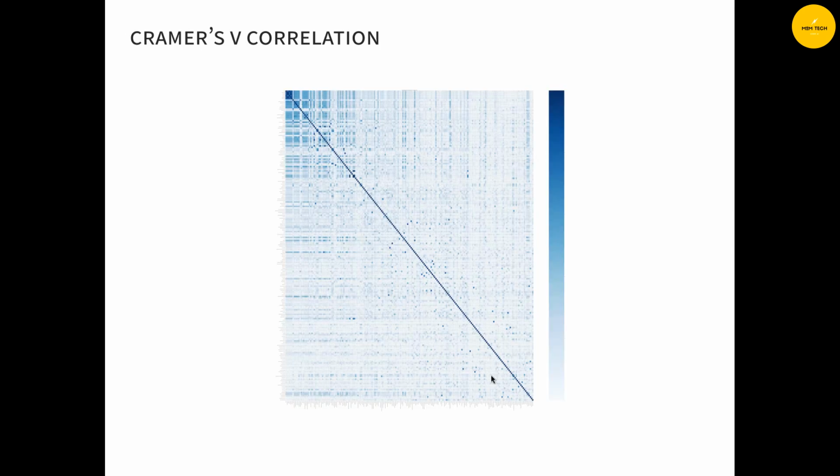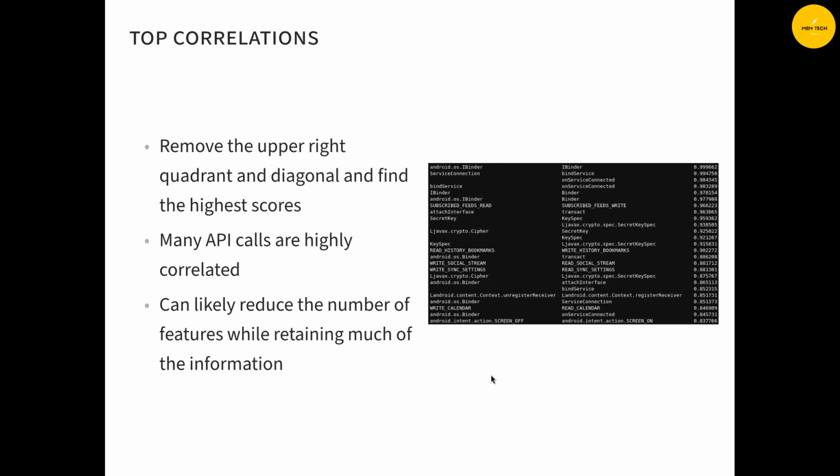And so you can see here the matrix. There are so many variables you can't really see them on this, but it illustrates that there are some that are quite highly correlated. I wanted to look a little more deeply into that, so I listed the top correlations. After removing the upper right quadrant and diagonal, because those are mirrored from the lower quadrant, I was able to get this list.